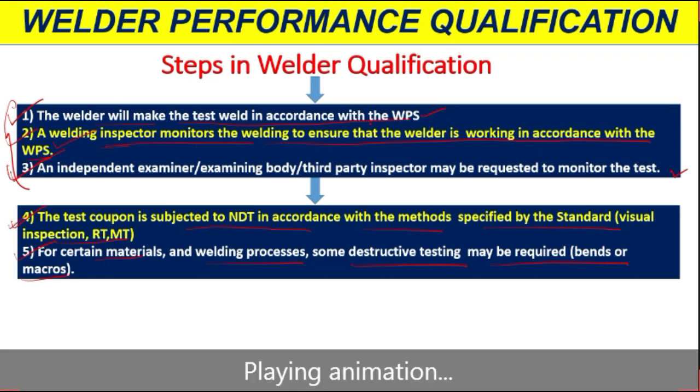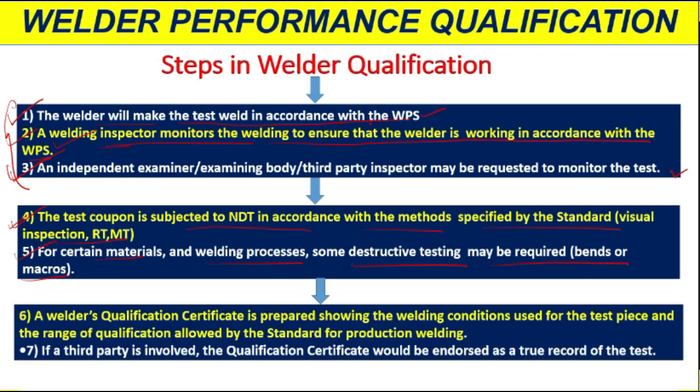Okay. Now next is the last one: a welder qualification certificate is prepared. After finishing all these things, you check that the welder is approved, meaning all the tests are okay as per the limits in ASME Section 9. Then the welder qualification certificate is prepared, showing the welding conditions used for the test, the test piece details, and the range of qualification allowed by the standard for production welding.